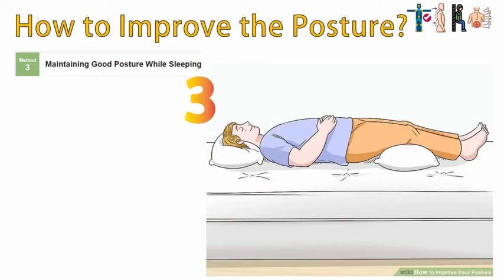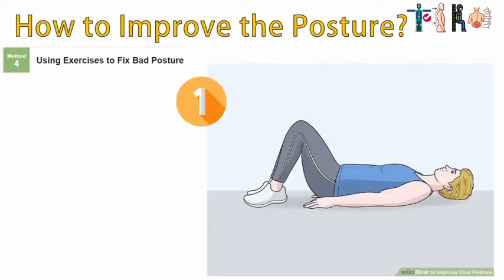If your mattress is not providing the support you need, add a board between the box spring and mattress, which should keep it from sagging. And then the fourth method, using exercises to fix bad posture. Now, if you already have a bad posture, you need to do some exercises.